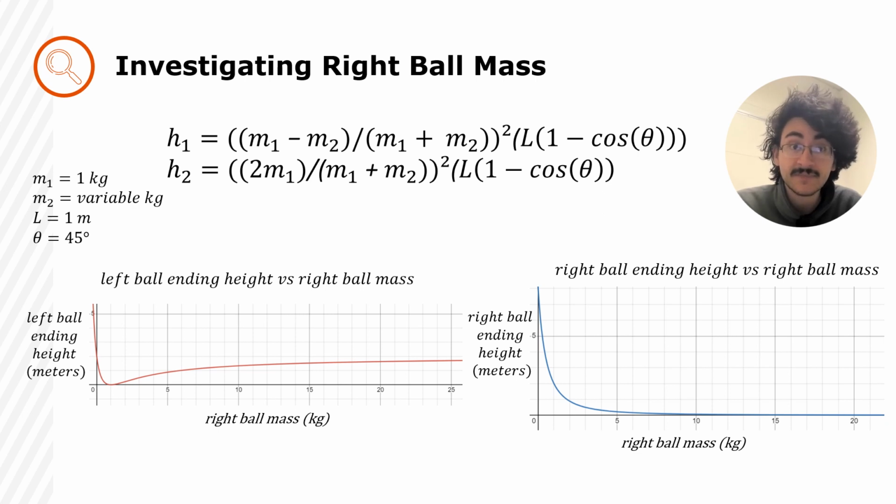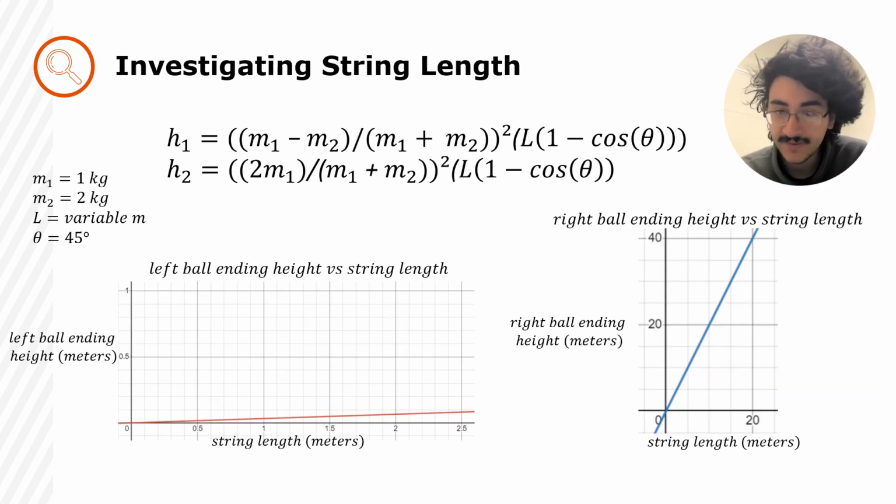Realistically, a more massive ball being hit by a less massive ball probably won't make the more massive ball move very much, which is why we have the 1/x-like shape for the right ball's ending height. The 1/x shape is reinforced by the fact that energy and momentum do not just disappear. Even supermassive things will retain some momentum and energy from a collision. Now we'll look at the string length. Both heights of the balls increase as the string's length increases.